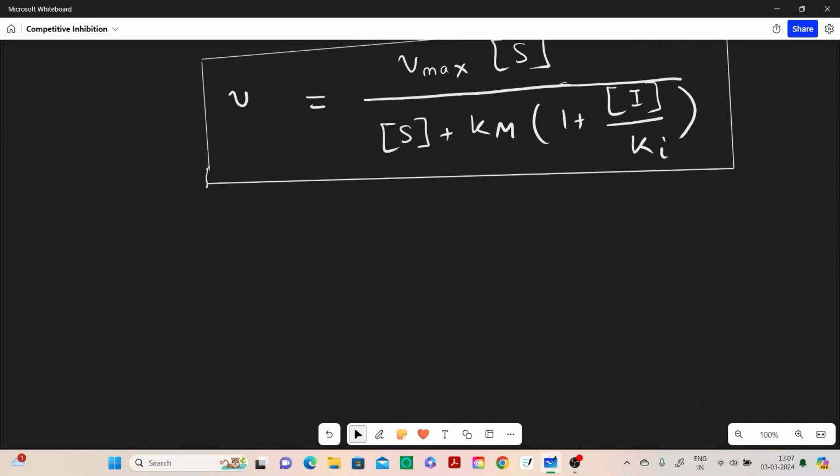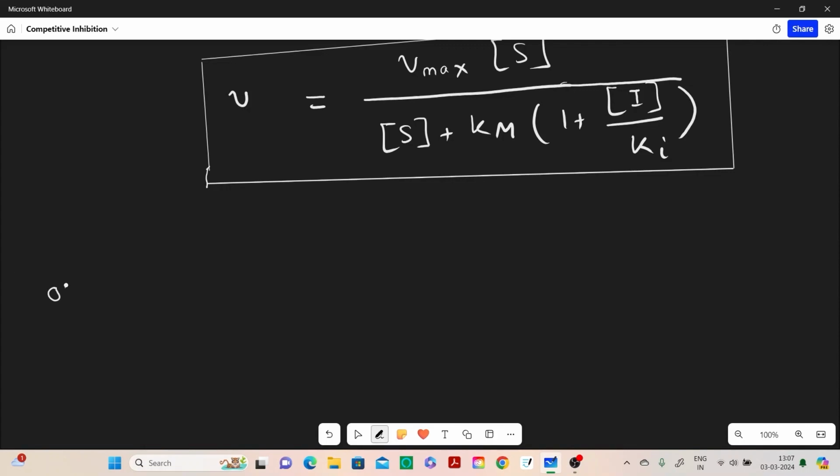Now as I mentioned in my previous video, this type of equation is very hard to deal with in a biological lab, because we don't know at which substrate concentration we will get the maximum rate. So Lineweaver and Burk developed a linear plot out of this equation, and what they did is they just took the reciprocal of the left hand side and the right hand side.